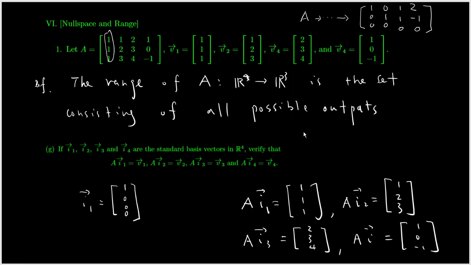Now let's recall it's relevant to the range. The range is the set consisting of all outputs. Now in question G, we are trying to get all the outputs for the standard space vectors as inputs. Now you remember the outputs for the I1, I2 up to I4 are just columns in matrix A. So that makes sense? Okay. So that's the answer to question G.